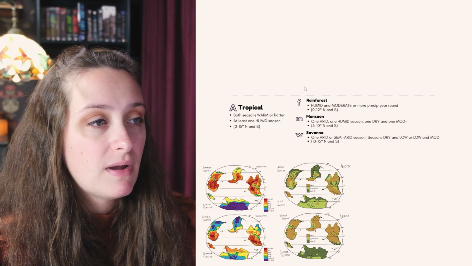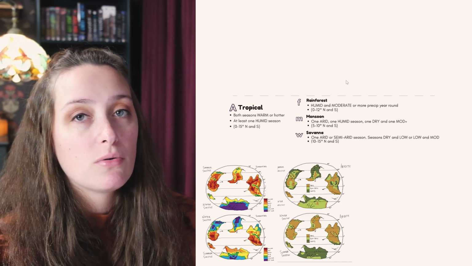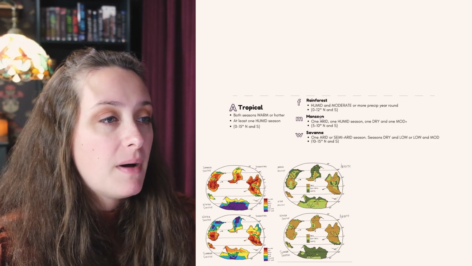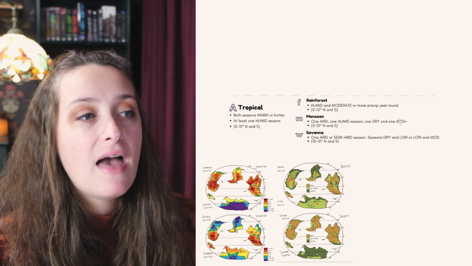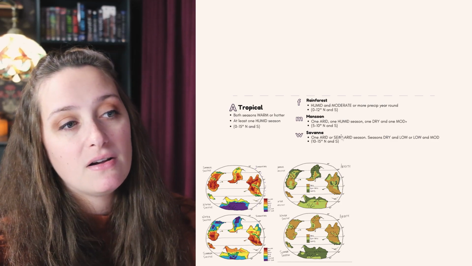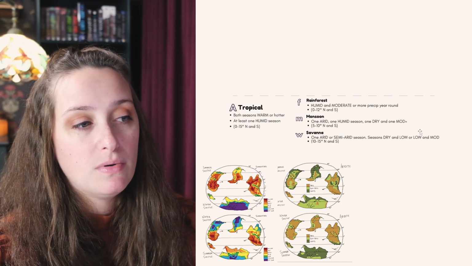And this is going to be rainforest, if it's humid or moderate or more precipitation year round. Monsoon, 1 arid, 1 humid season, or 1 dry and 1 moderate or higher. And then savanna, 1 arid or semi-arid, and seasons are going to be dry and low or low and moderate.